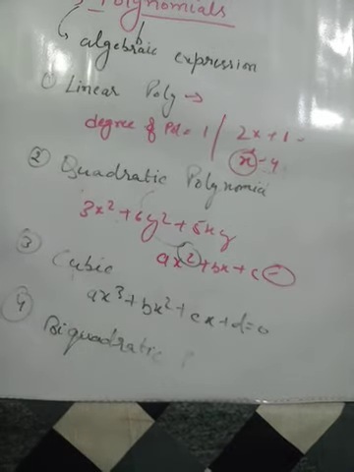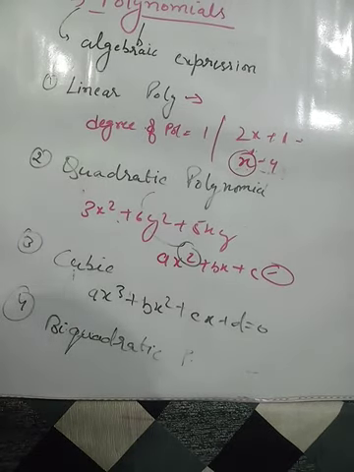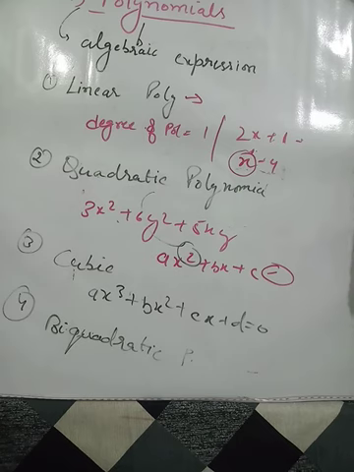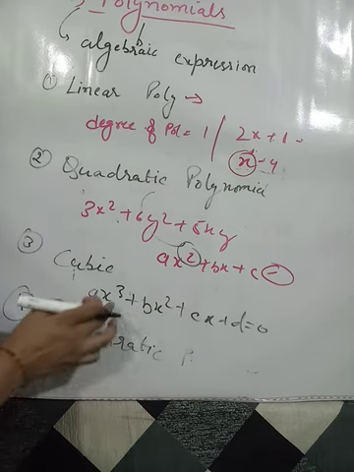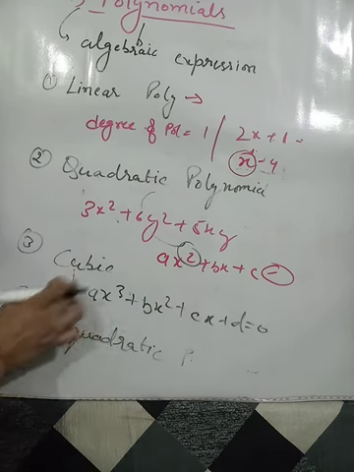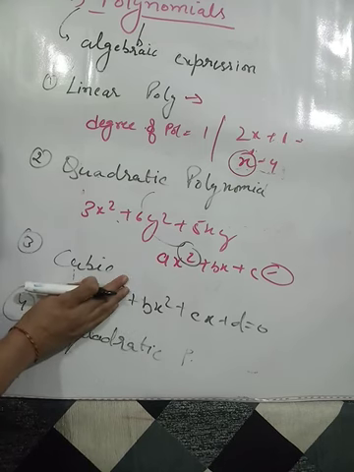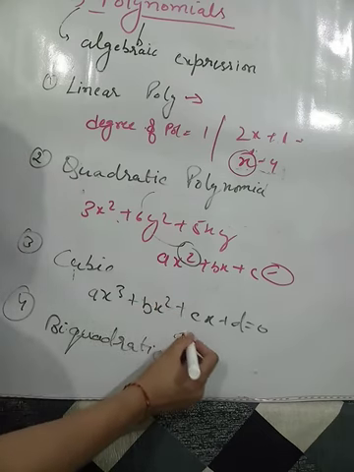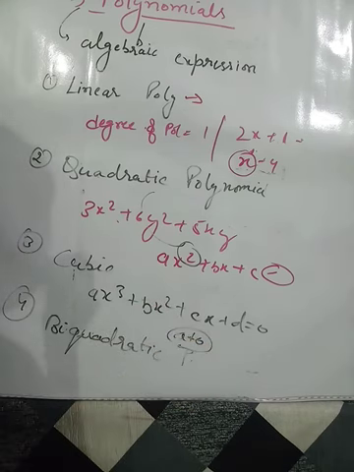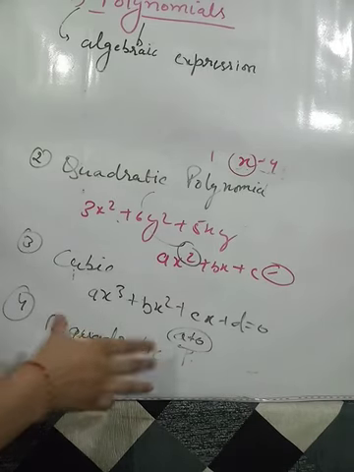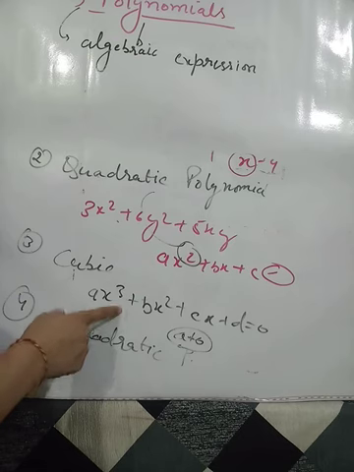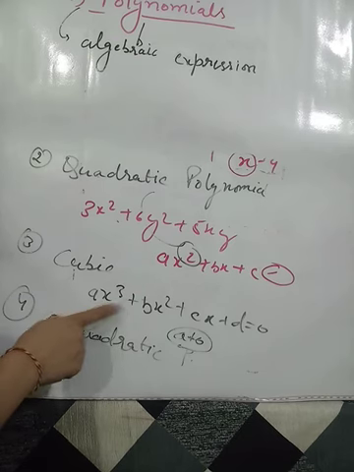Let's take it for the cubic. Let's take another example: a x cube plus b x square plus c x plus d. Here a is not equal to 0. If a is 0, then this term is also 0, and the highest power of x is not 3; then it becomes 2. So a is not equal to 0 is an essential condition for this.